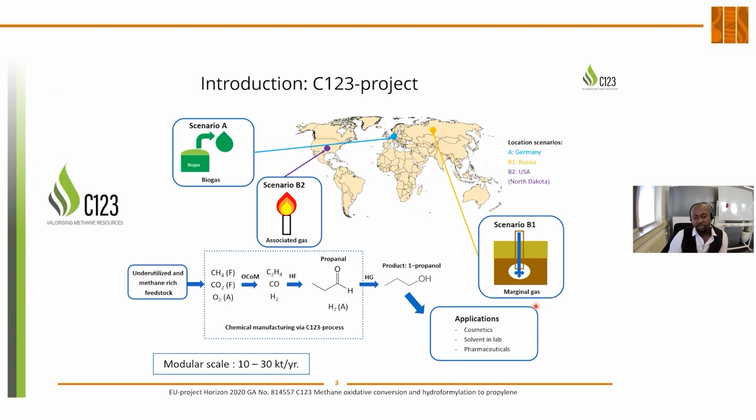So the idea of the C123 project is to design technologies that can valorize these smaller feedstocks, at modular scale, with a production capacity of 10 to 30 kiloton of the product. The idea is to capture these methane resources and convert them through OCOM, oxidative coupling of methane, in combination with hydroformylation, into a chemical that can be transported and further converted into another product. So this is the story of the modular processes in the C123 project.